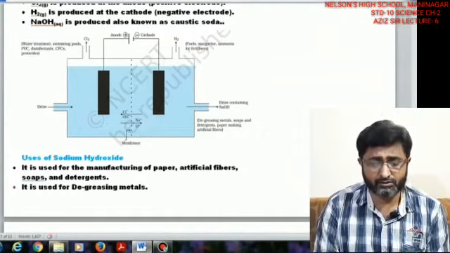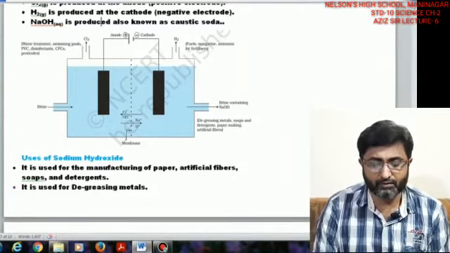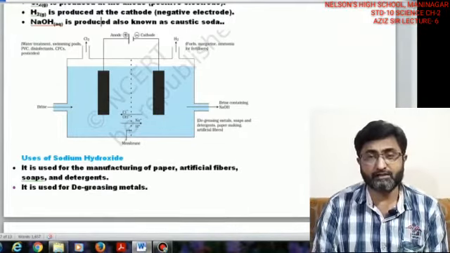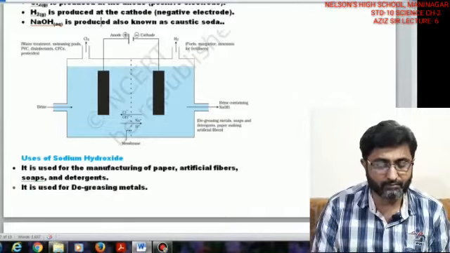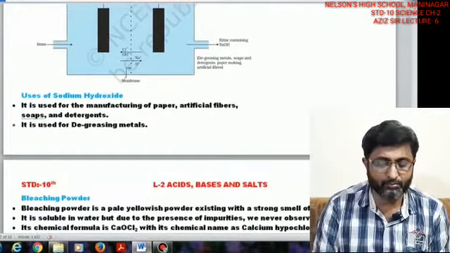Except for that, hydrogen is used as a fuel. It is also used for the preparation of ammonia for fertilizer. Ammonia is nitrogen plus 3 molecules of hydrogen. Except for that, the main product here is sodium hydroxide.